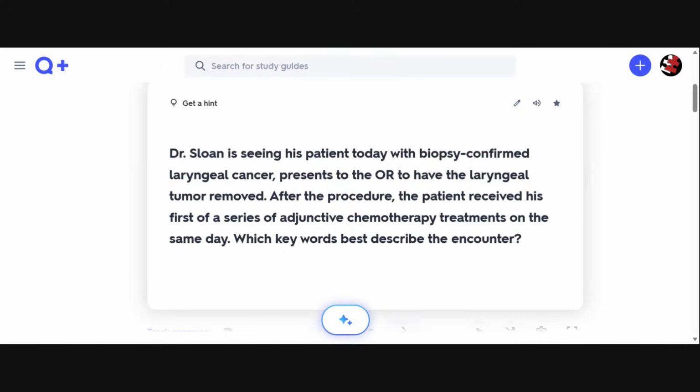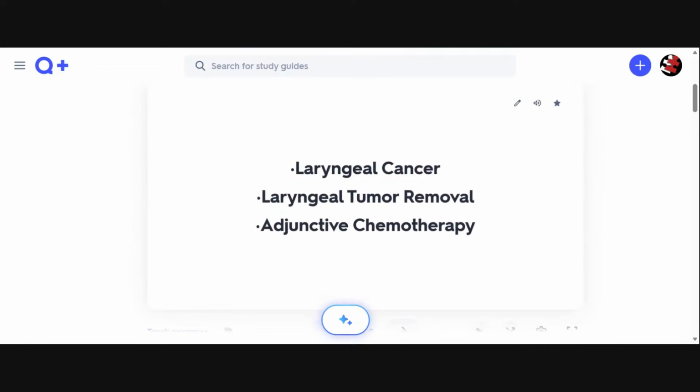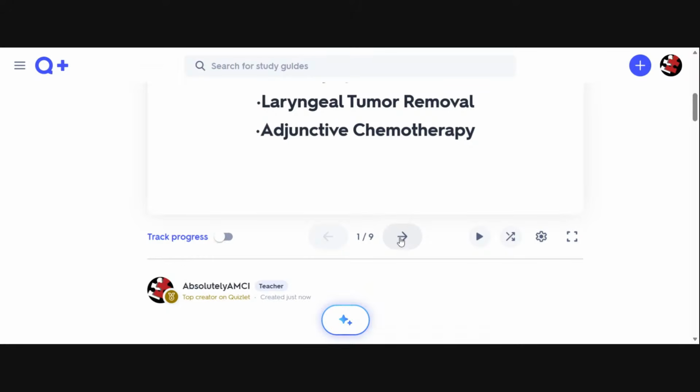All right. Some of you guys can just type so fast, it's crazy. Okay, so what I'm focusing on, a lot of you guys put the same. So yes, obviously the laryngeal cancer, the laryngeal tumor removal, and the adjunctive chemotherapy. And if you put more, it's always good to focus on some keywords, but I think these are mostly what everyone got. So great job if you got those, if you put those in the chat.